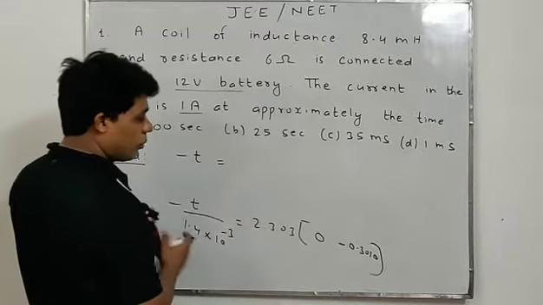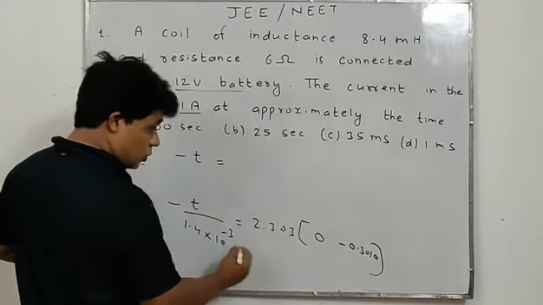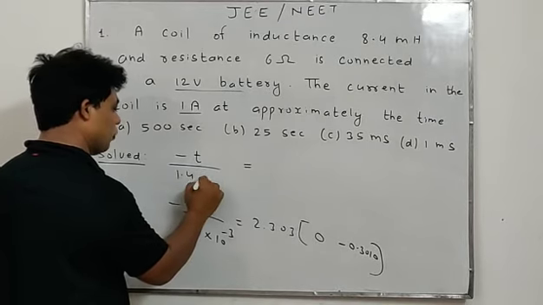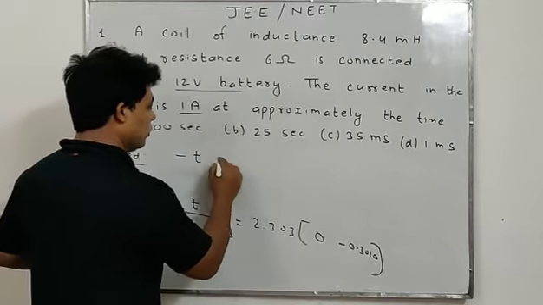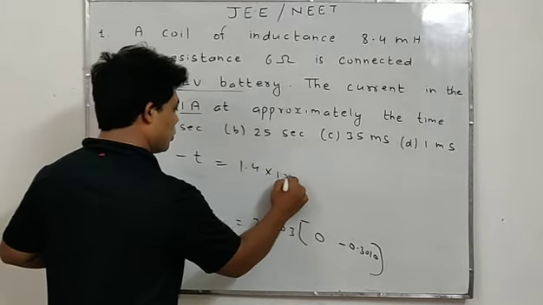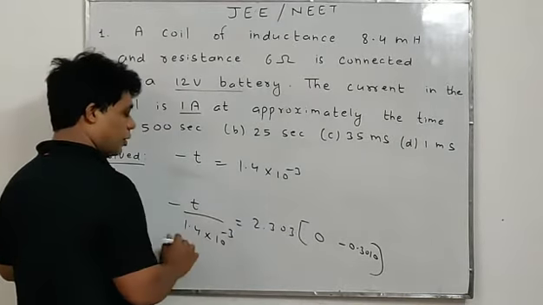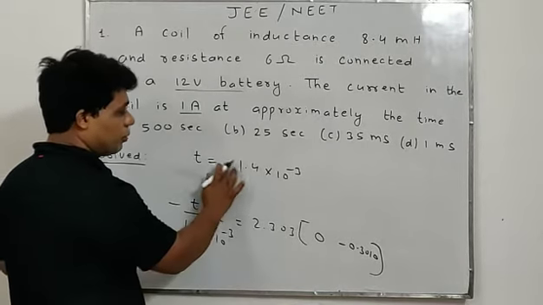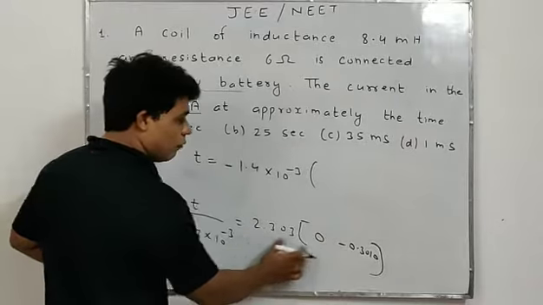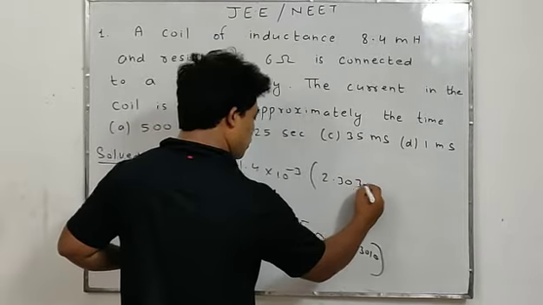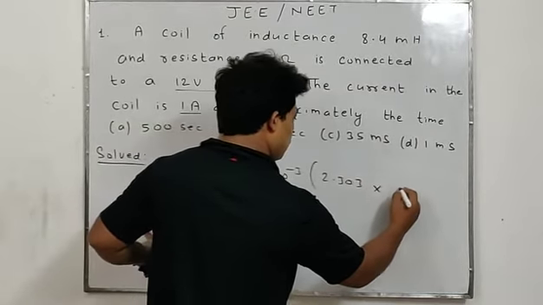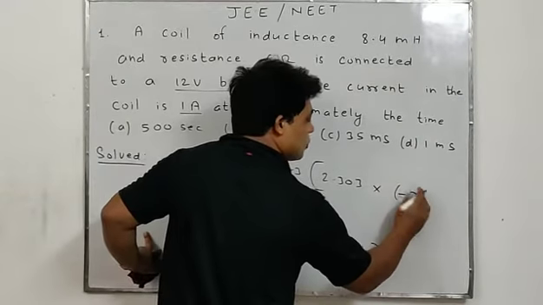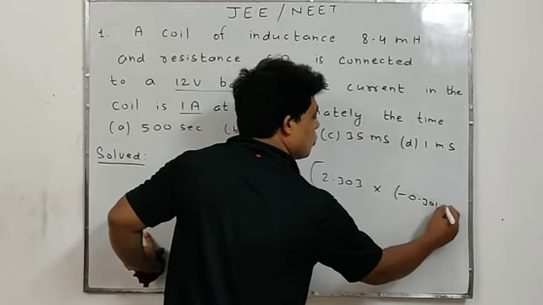Minus t, this term will come in multiplication. So look students, first of all, we'll multiply this term 1.4 into 10 to the power minus 3. Okay, we can take the minus sign with this. It will be minus, and here we have to multiply 2.303 into minus 0.3010.